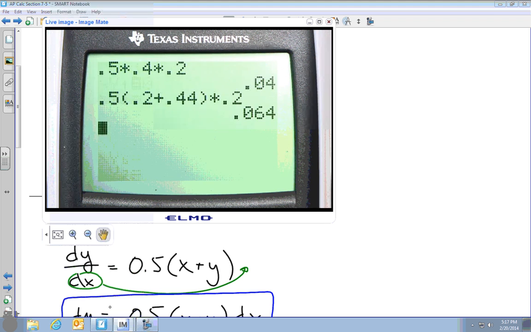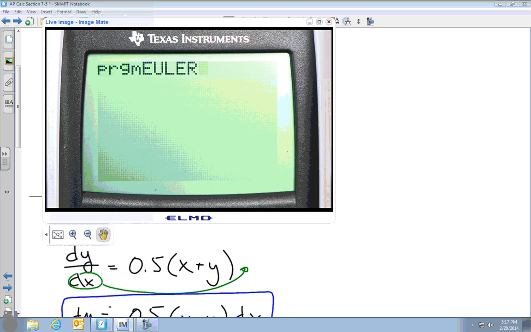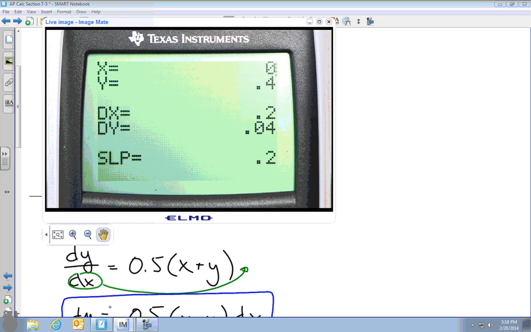All right, so let's run our program here. It's a program called Euler. And Euler asks us, first of all, it says that y1's got to be a function of x and y, which is what we've got. And it asks us for our initial conditions here. So x was equal to 0 initially, and y was equal to 0.4. And that's going to ask you for your change in x, which is 0.2. And then finally, it asks you for what's the last x value you want to calculate, so I'll put 1.2. All right, and that's going to go through several screens showing us the corresponding x and y values.